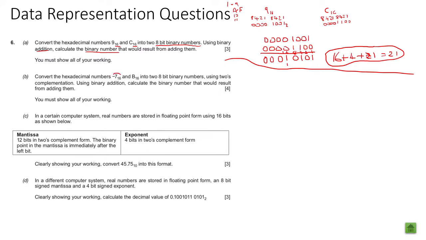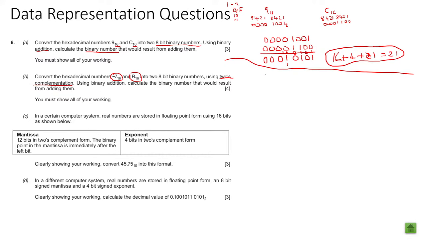Oh, what's this here? Negative 7 in base 16 and B in base 16 into two 8-bit binary numbers using 2's complementation. Then using binary addition, calculate the binary number that would result from adding them. Very similar to the top question, but this 2's complementation is the only difference between these two questions. So, how do we do this?